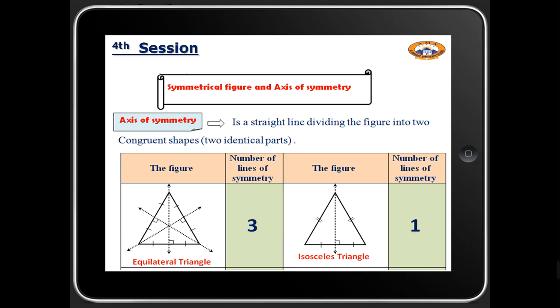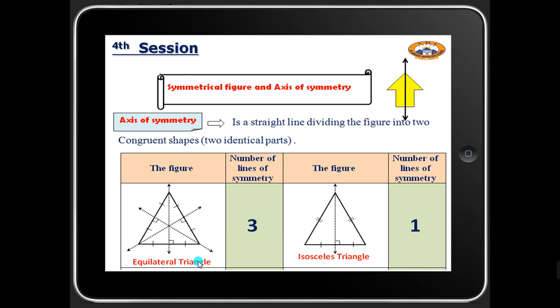Today we're going to talk about the symmetrical figure and the axis of symmetry for any shape. Axis of symmetry is a straight line that divides the figure into two congruent parts. Congruent parts means they are the same, or identical. If I have this shape and I draw this line segment, I will call it the axis of symmetry, and that will divide this shape into two identical parts.